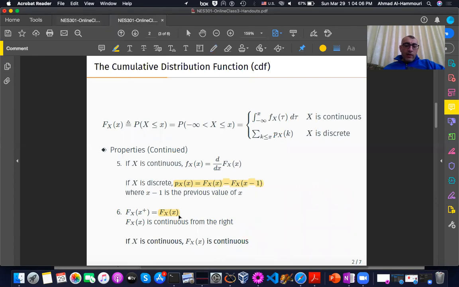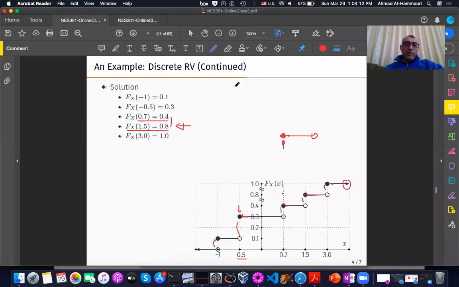And this is property number 6. Are these points now clear? Are the points clear? The properties in the context of this example, and it's always going to be this thing, because it's a property of the CDF. Okay, good. Do you have questions?